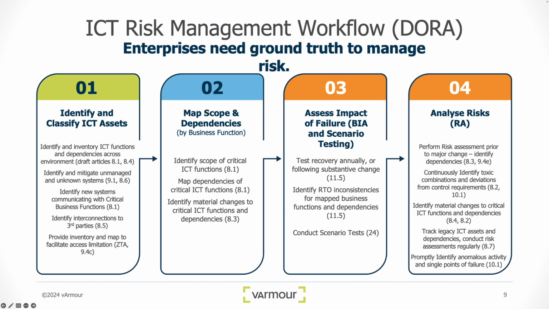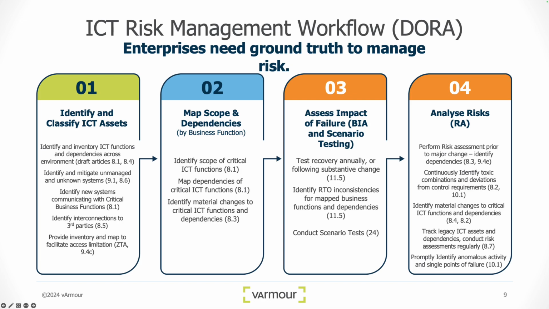Once you've done that, you can identify and mitigate unmanaged and unknown systems. You can identify new systems that are communicating with your critical business functions. You can identify interconnections to third parties and how they relate back to your critical business functions. And it provides you with the basis and inventory to facilitate reducing access, for instance, by implementing network segmentation or a zero trust architecture.